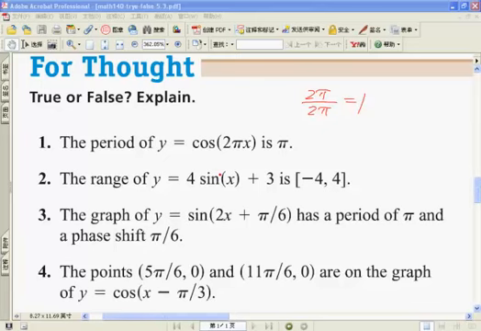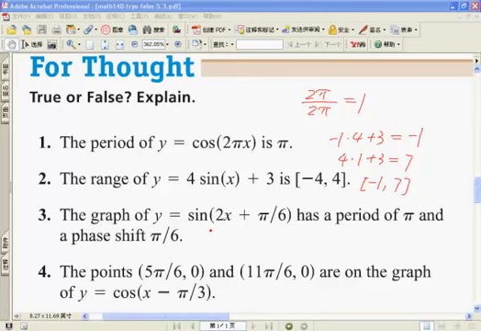Negative 1 to 7. Actually, the minimum of sine x is negative 1. So you have the minimum of the function: negative 1 times 4 plus 3, which is equal to negative 1. And the maximum of the sine function is positive 1. So you have 4 times 1 plus 3, and then you get 7. The range of this function should be negative 1 to 7. So this is false. Right?